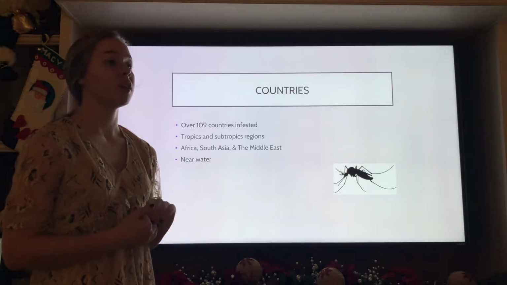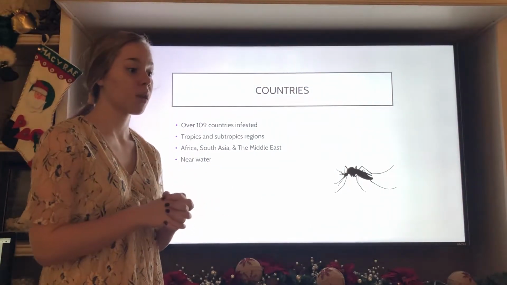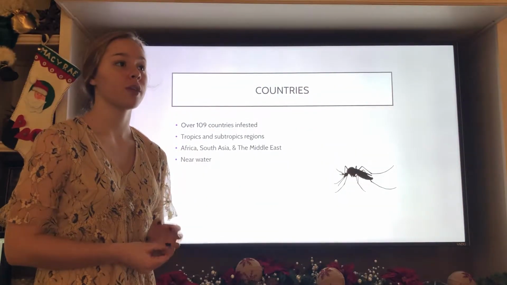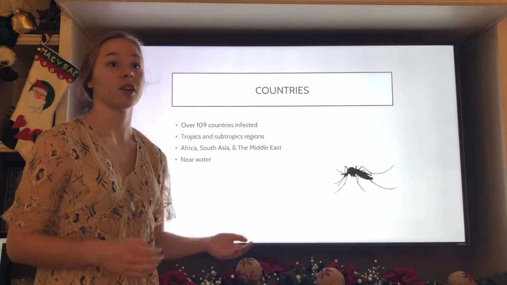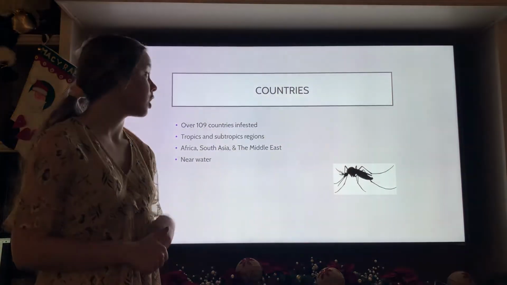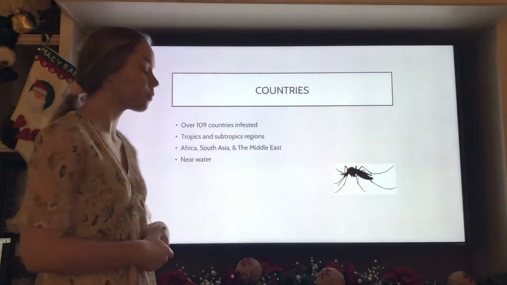So a lot of times they will be near the water in places like that, but these are some indicators of where they are. Also, though, they can be in South America and places like that, it's just more controlled in the other places. In these places, it's more prominent.